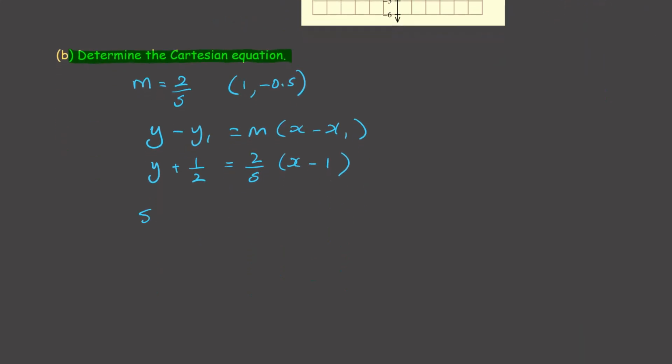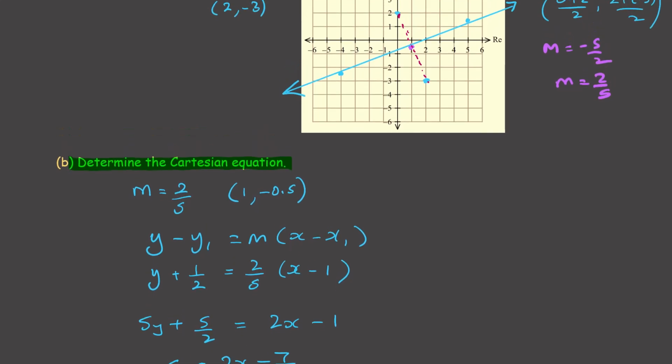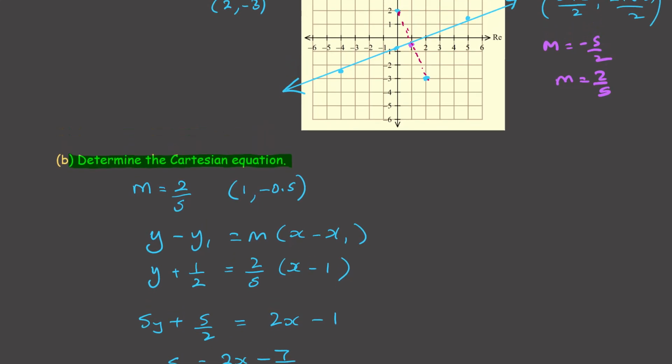So that gives me 5y plus 5 over 2 is equal to 2x take away 1. And so 5y is going to be 2x take away 7 on 2. And you could rewrite that as y equals 2/5 x take away 7/10. And that means that the intercept here should be at negative 7/10.